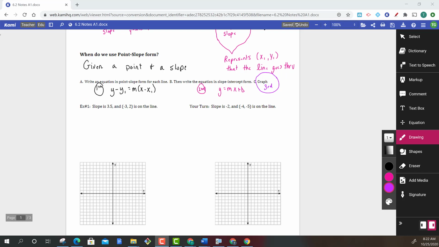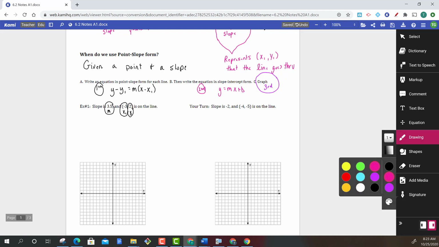All right, so let's look at example one. They give us a point and the slope. The slope is 3.5, and then the point that's on the line is (-3, 2). So we're going to rewrite this equation in point-slope form. First, let's label the numbers. 3.5 would be the m, because that's the slope. Negative 3 is the x1, and then positive 2 is the y1.